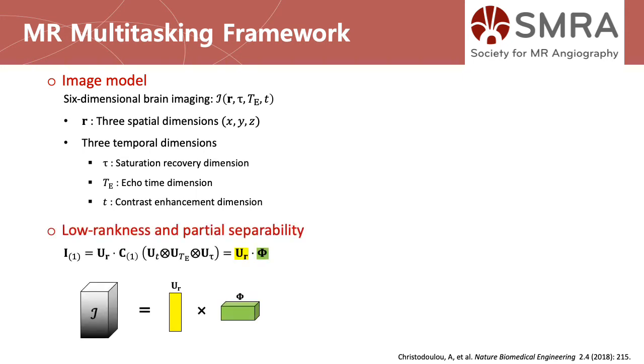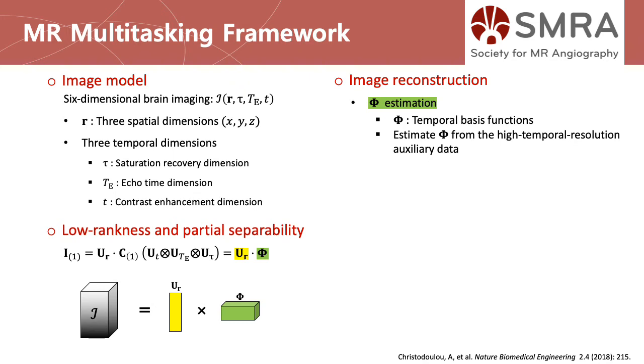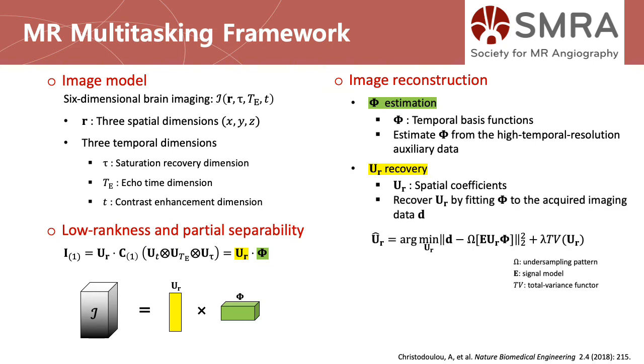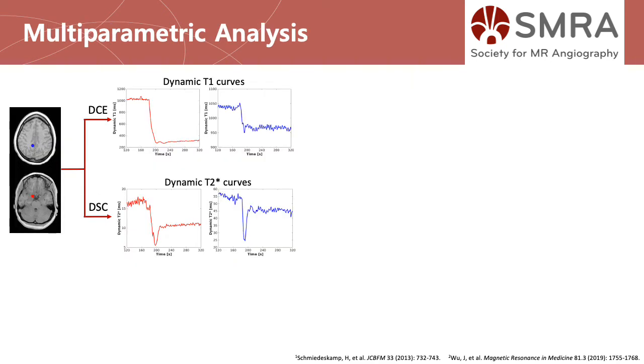The correlation between brain images along different time dimensions makes it a low-rank tensor, which can therefore be partially separated as U_R times Φ. Here, Φ contains the temporal basis functions and is estimated from the high temporal resolution auxiliary data, where U_R contains the spatial coefficients and is recovered by feeding Φ to the acquired imaging data D. After the image reconstruction, dynamic T1 and T2* quantification were conducted based on the Bloch equation and the corresponding sequence structure.